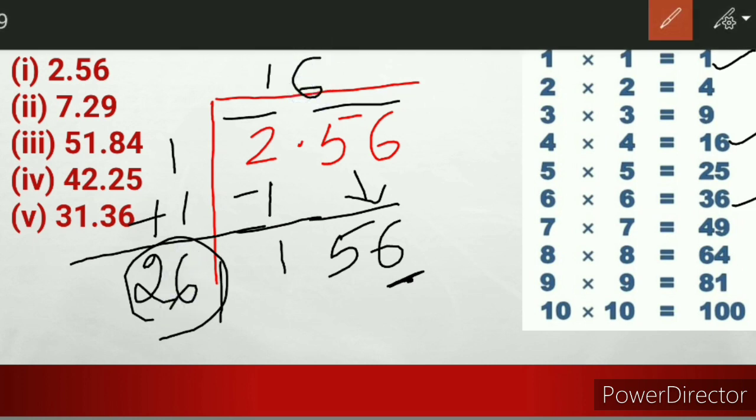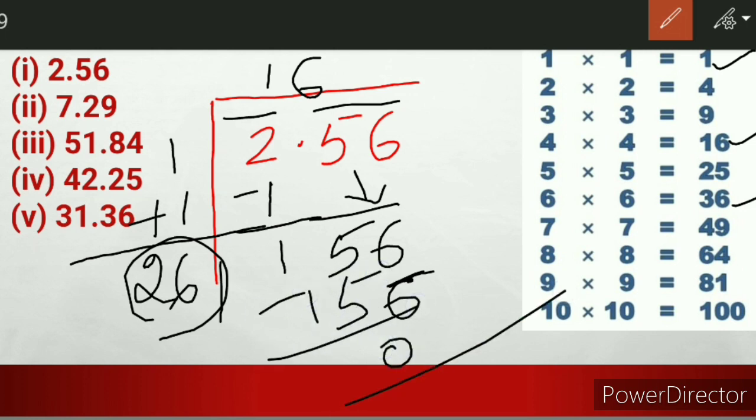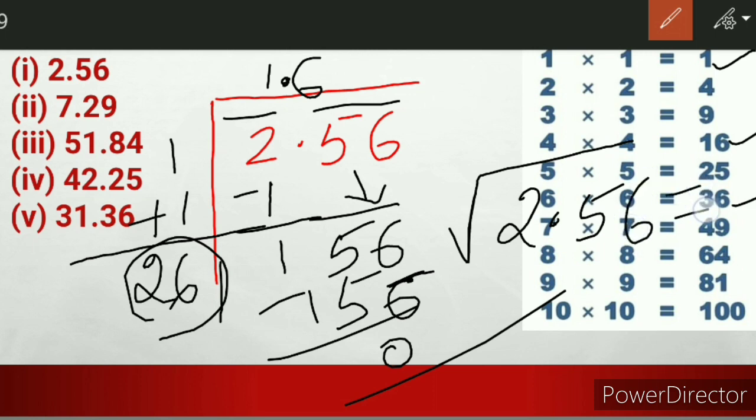6 and 6. Now we multiply 26 into 6. 6 sixes are 36, 3 carry 6. 2 sixes are 12 plus 3, 15. We got remainder 0. What is the quotient here? 16. But the square root of 2.56 is 1.6, so here we should put the point. Below the solution you should write the conclusion like this: square root of 2.56 is equal to 1.6. Copy down.